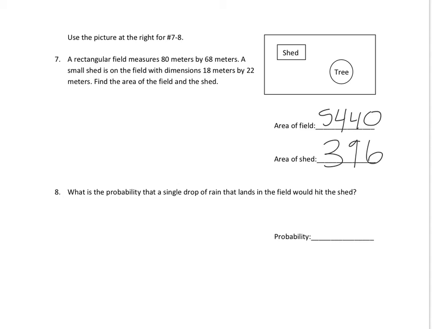It's including the shed. It's the whole dimensions of the field, 80 by 68. You don't subtract anything there. The tree's there to throw you off.